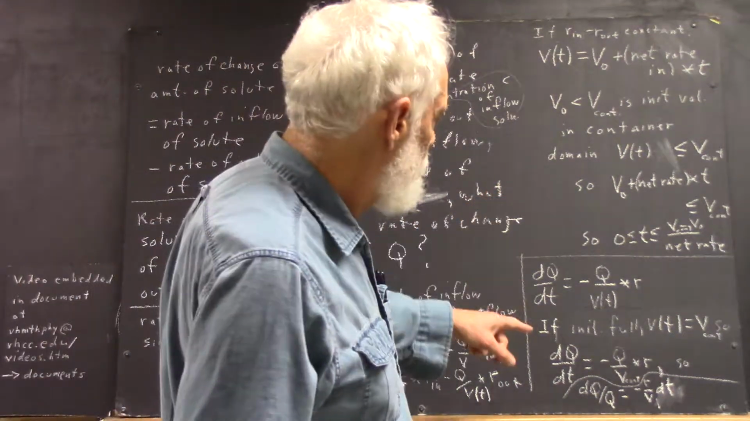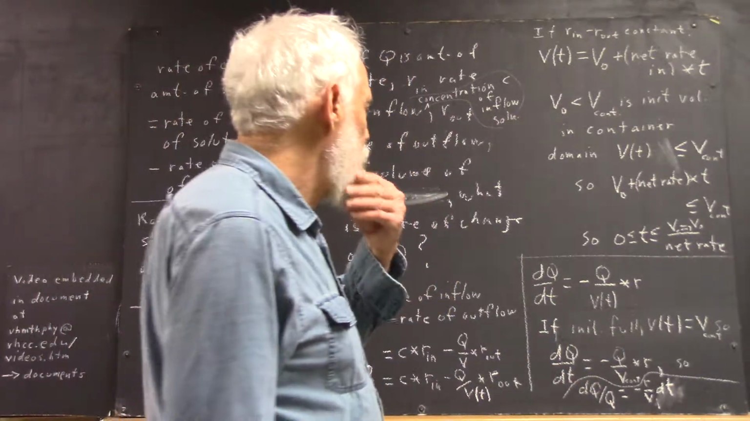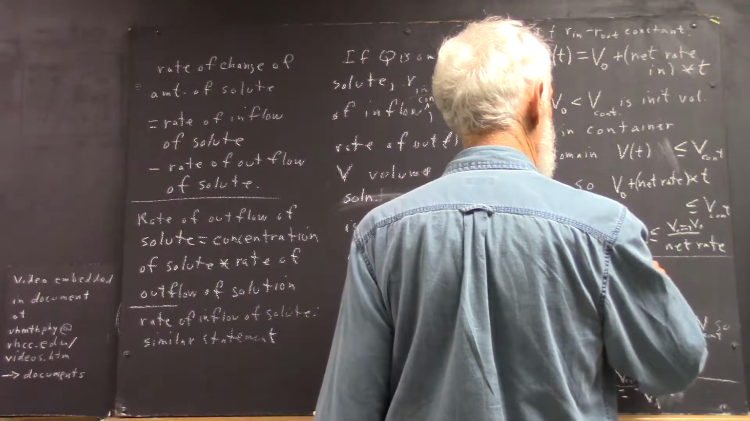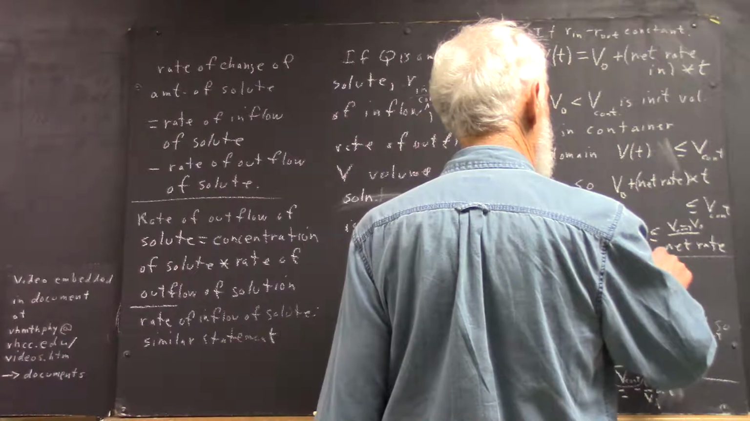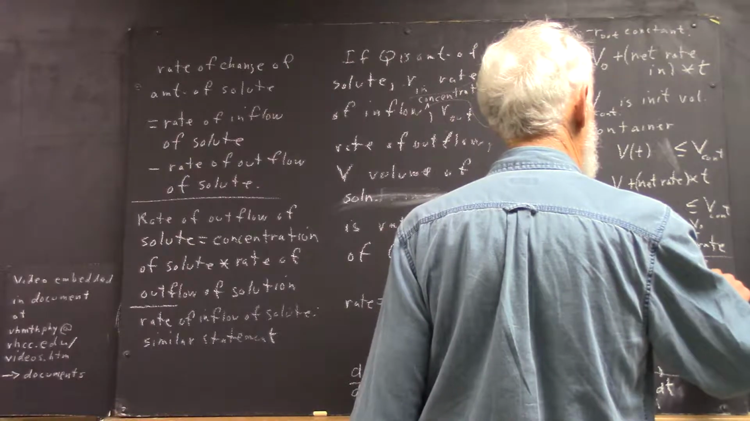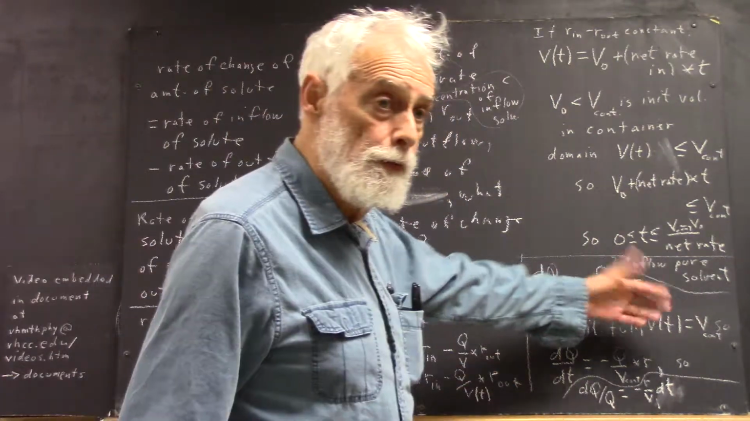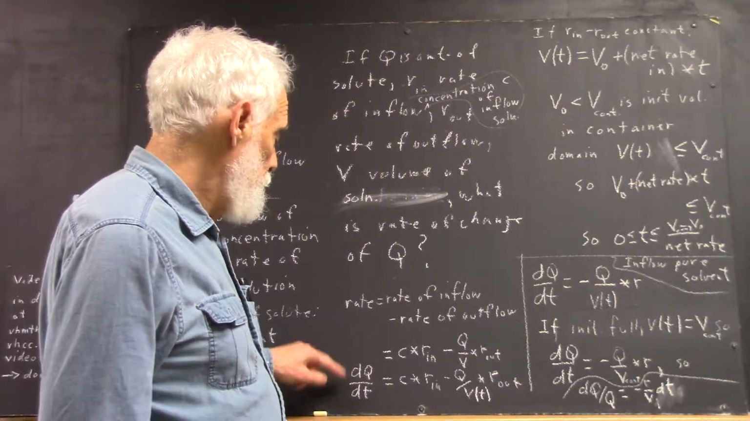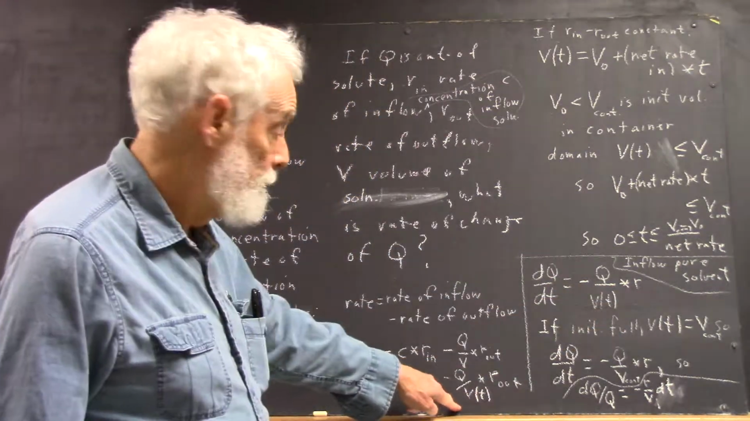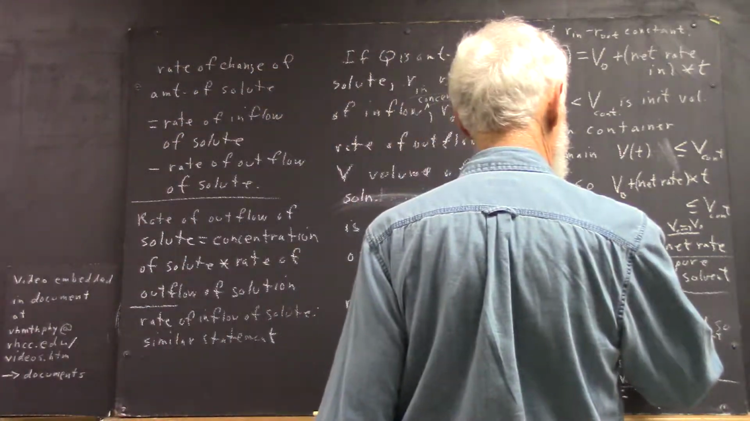Okay, in the case where the inflow is of pure solvent, then the concentration of the inflow is 0, and your dq dt is just going to be equal to the negative q over V of t times r, where r is the rate out. Okay, so we could say that this is the rate out.